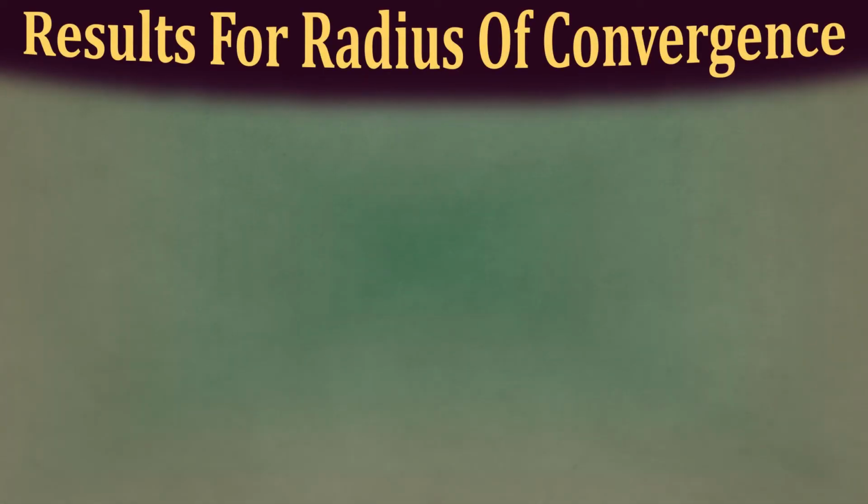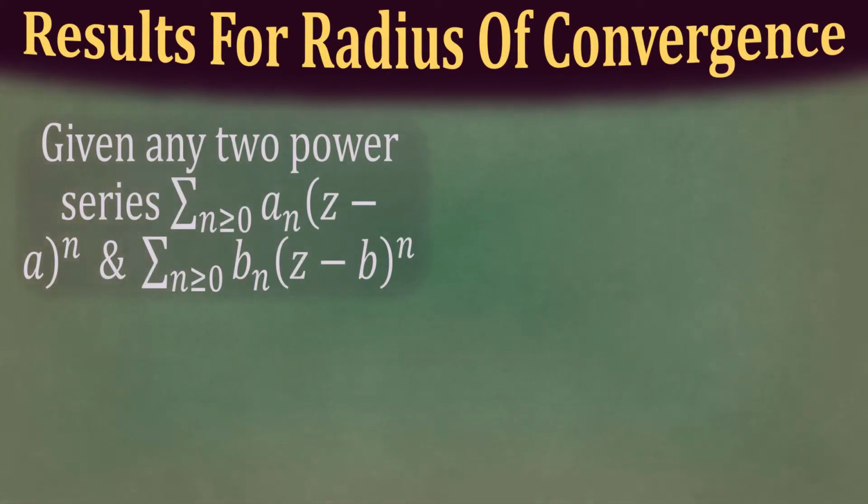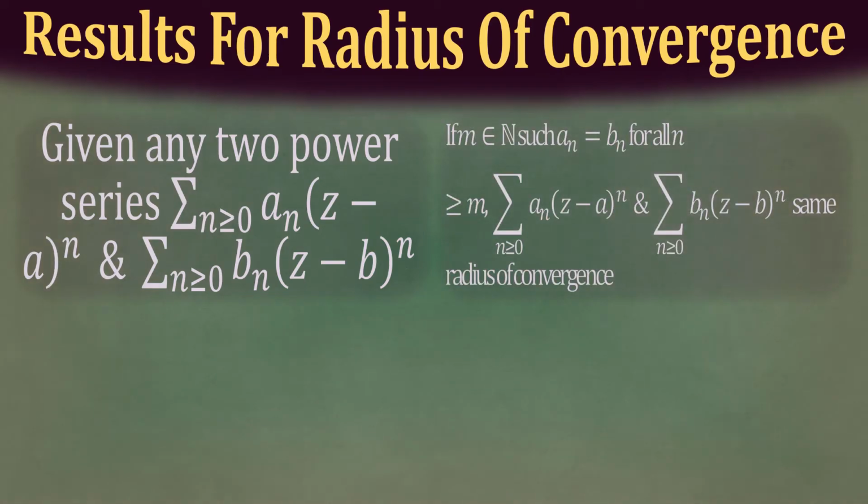Given any two power series, the sum from n greater than or equal to 0 of an times z minus a to the n and the sum from n equals 0 of bn times z minus b to the n, if there is some m in the natural numbers such that an is equal to bn for all n greater than or equal to m, then the series of all n greater than or equal to 0 of an times z minus a to the n and the sum over all n greater than or equal to 0 of bn times z minus b to the n have the same radius of convergence.